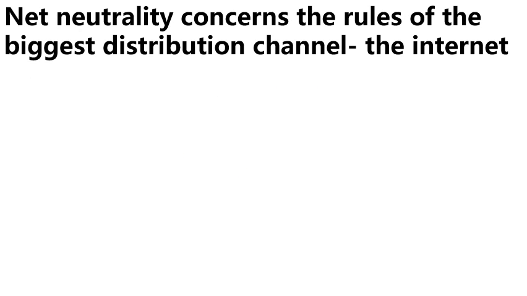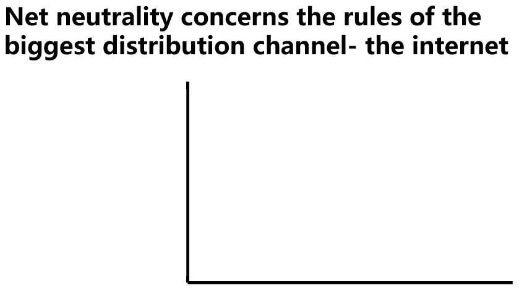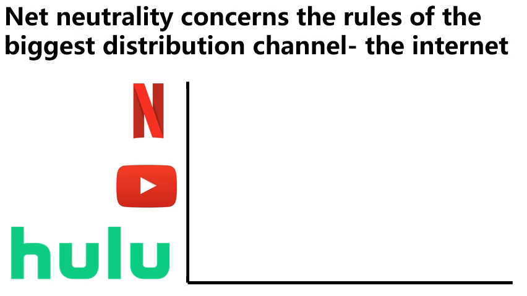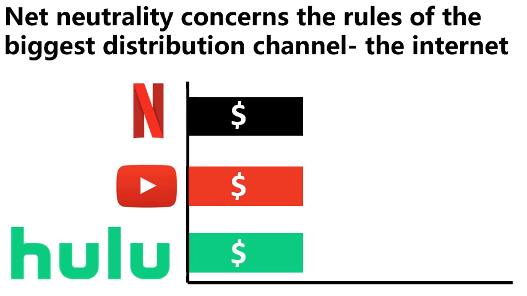Net neutrality concerns the rules of the biggest distribution channel, which is the internet. If you're not familiar with net neutrality, essentially it says this: say there are different websites you go to. Say you stream media at Netflix, on YouTube, and also on Hulu. Currently, it doesn't matter which website I use, I'm paying the same rate, right? If I stream a gig of data from Netflix, it's going to cost me the same as if I stream a gig of information from Hulu.